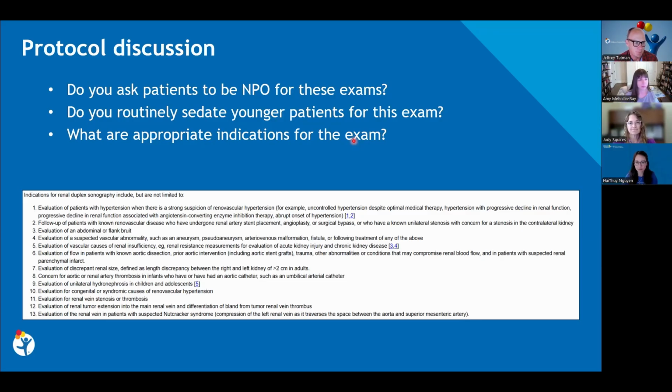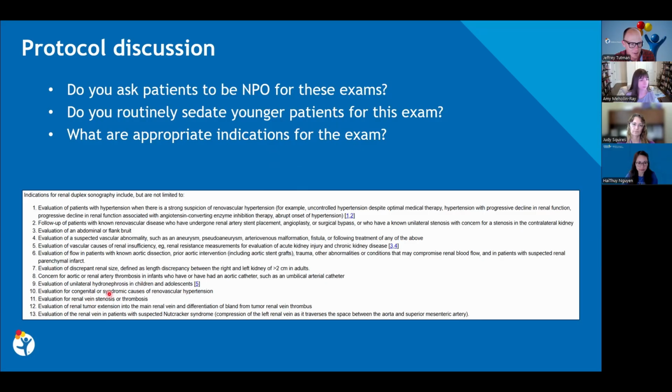Right, that makes sense. And then I wanted to briefly discuss indications. This is from the ACR practice parameters document. I think this is a reasonable list, talking about renovascular hypertension, which we're going to talk about. A lot of this is more adult oriented, talking about abdominal bruits, things like that.